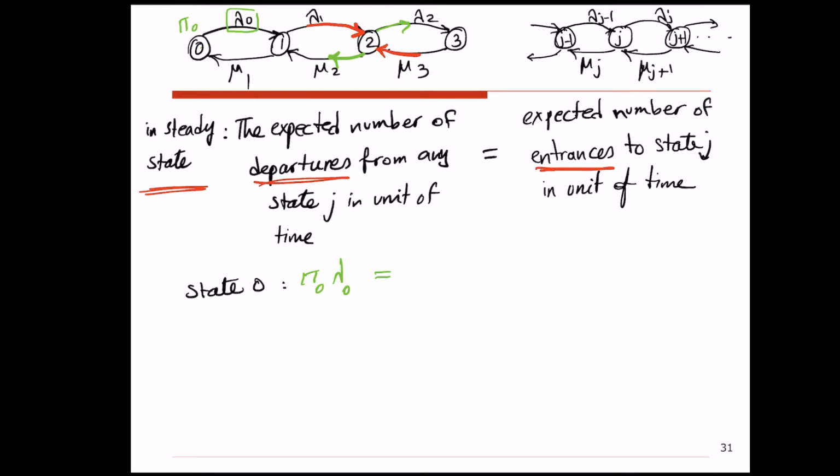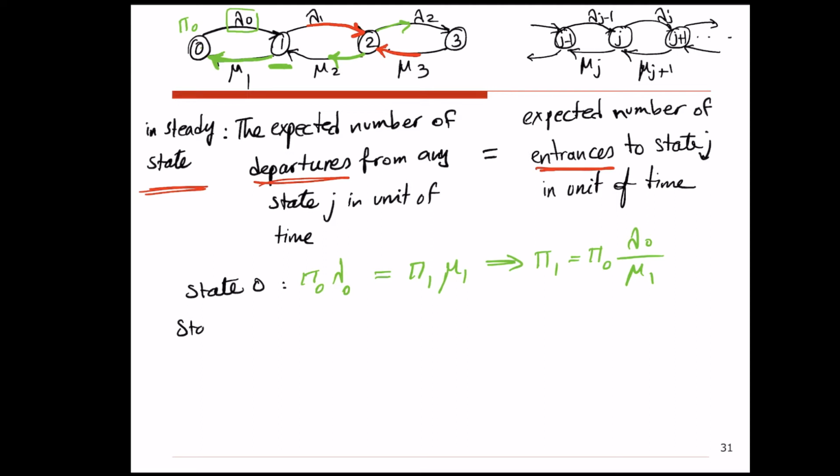And entering state 0 happens with this rate mu 1, but it happens only if we are already at state 1. Then we use this rate to enter state 0. So if we are at state 1 with probability of pi 1, then we can get into state 0 with the rate mu 1. Okay, so now this can help me to find pi 1, which is pi 0 lambda 0 over mu 1.